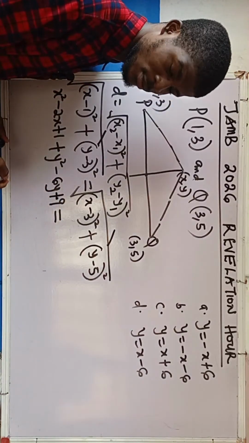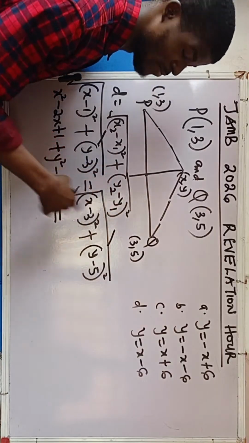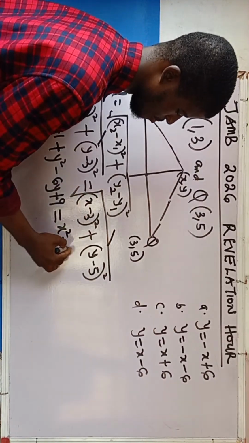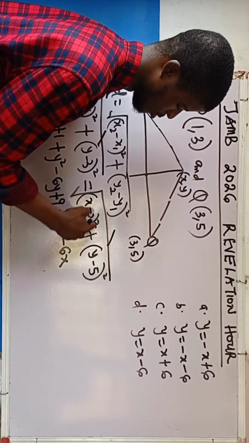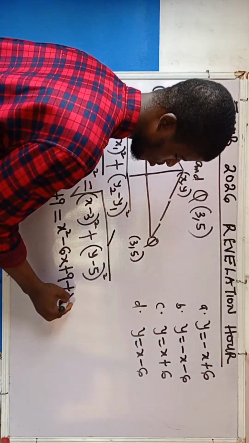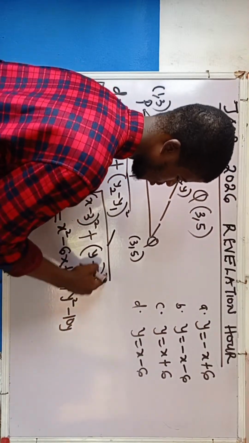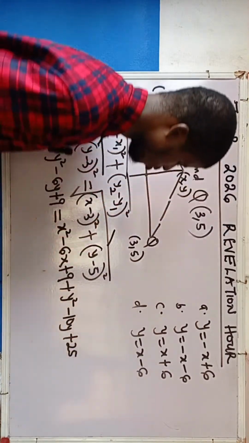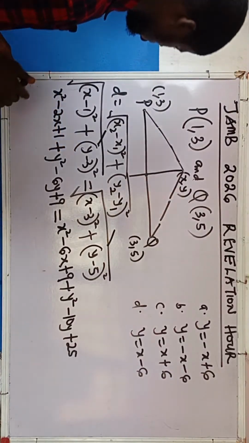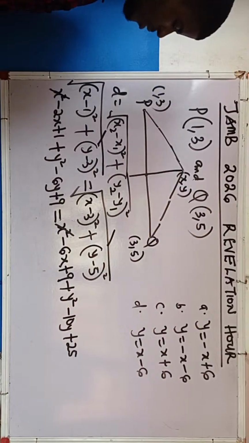Everything is equal to, you now come here. The square roots, they've disappeared entirely. So you do x squared, 2 times x times minus 3, minus 6x, then minus 3 all squared, that's plus 9. Then plus y squared, then 2 times y times minus 5 is minus 10y, then minus 5 all squared, that's 25. Good. Remember, we are trying to find the equation of the locus.